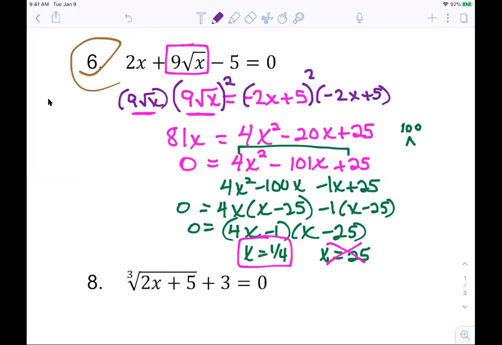The great thing about solving for x is that every solution you can check anytime you solve for x, because you're getting an answer that replaces the x in your equation, and you can always check that answer. All right, questions?